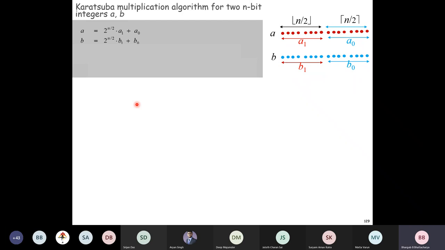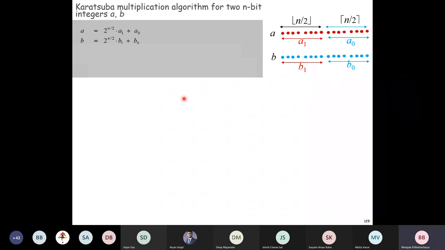Because the weight of the leftmost half should be raised by 2 to the power n by 2, right? Yes, sir. So once you partition into A1 and A0 and B1 and B0, you can write the original number in this form, right? Where A1, A0 and B1, B0 are numbers of size n by 2 bits.